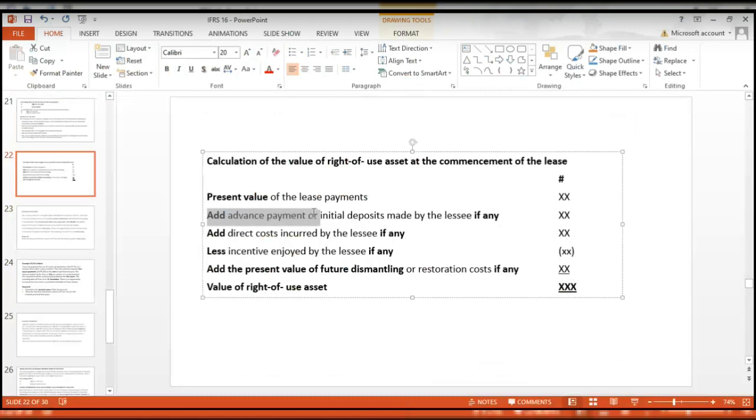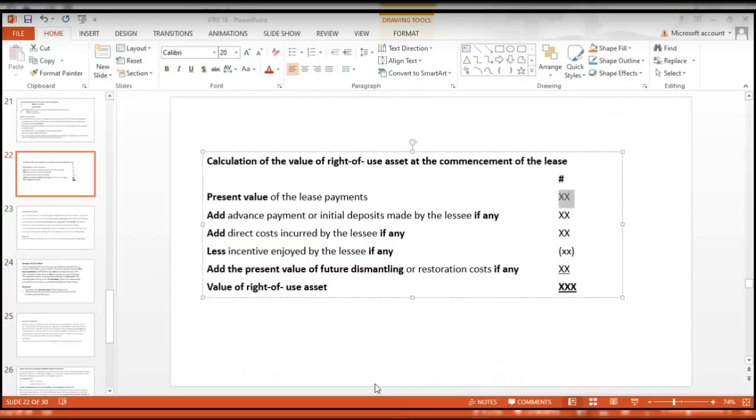If there is any advance payment or initial deposit made by the lessee, it will be added to it. If there is any direct cost incurred by the lessee, it will be added to it. And if there is any incentive given to the lessee, it will be deducted from it. And then we add the present value of future dismantling cost, if there is any, and whatever we get is the value of the right of use asset. If you look at this table now, the only information we have in the question is the present value of lease payment. We don't have information relating to all the others. So therefore, the value of the right of use asset is going to be the amount of this present value that we computed alone.